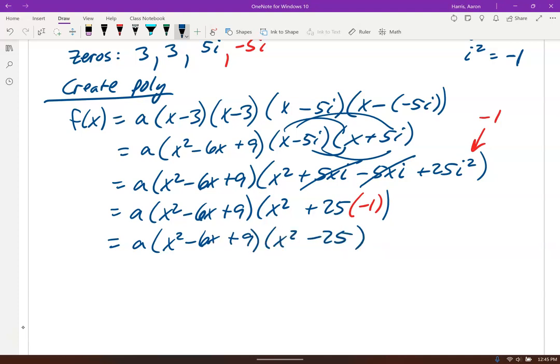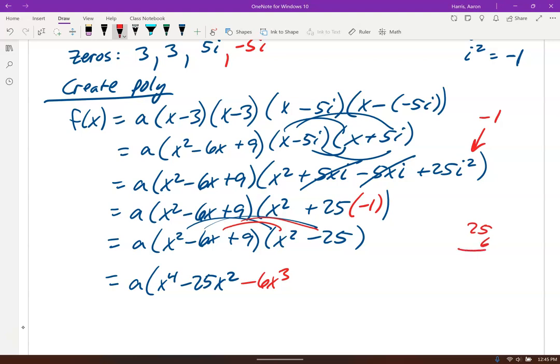And now we go ahead and FOIL this out. So I'm going to take the x squared through to each of those. So I have x to the 4th minus 25x squared. I'm going to take the minus 6x to each of those. So minus 6x cubed, and 25 times 6 is 150, minus 150x. And then I've got to take the 9 through to each of those. So 9x squared, and 25 times 9 is 225, minus 225.